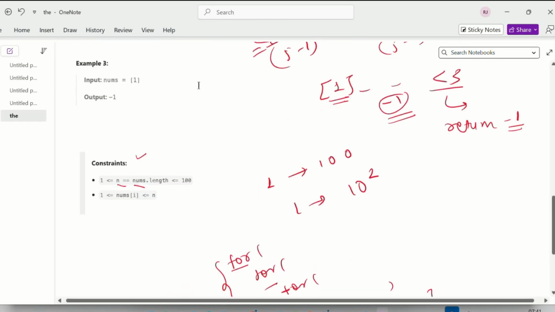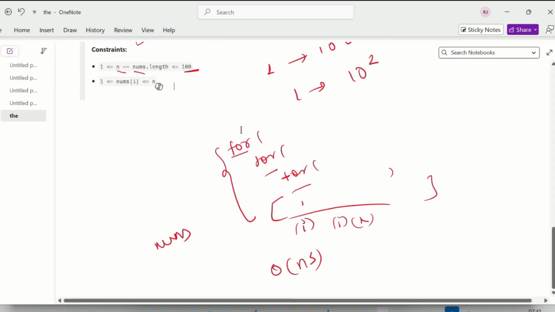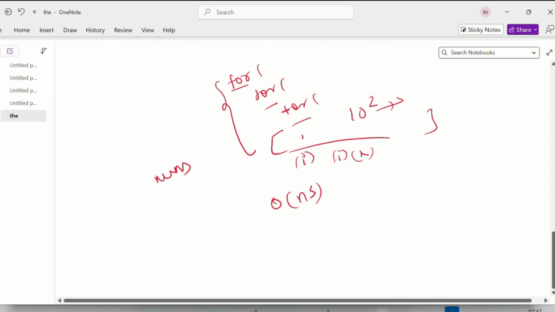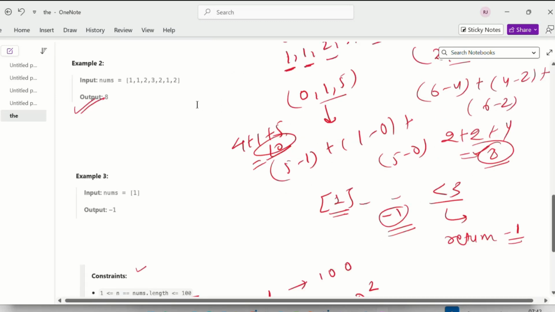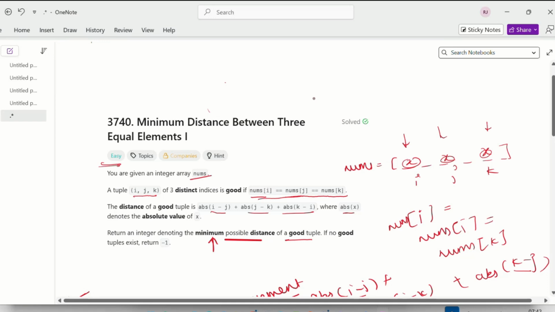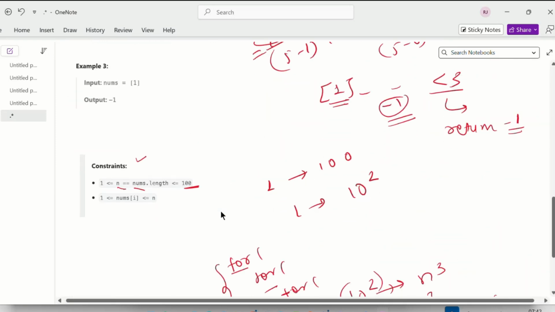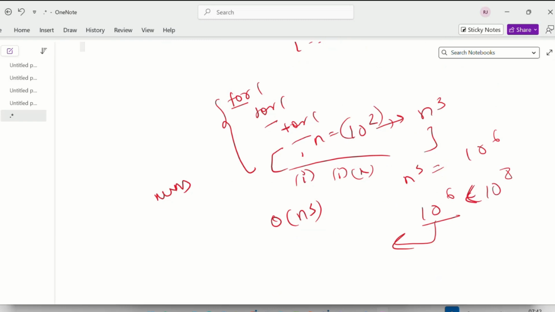In our case, the constraint can go till 10 to the power 2 only, so what is the n cube value? If n is 10 to the power 2, then n cube will be 10 to the power 6, which is less than 10 to the power 8. So this question is marked as easy because of the constraint, since we are able to solve it with the brute force approach. So we will not get TLE in this case.